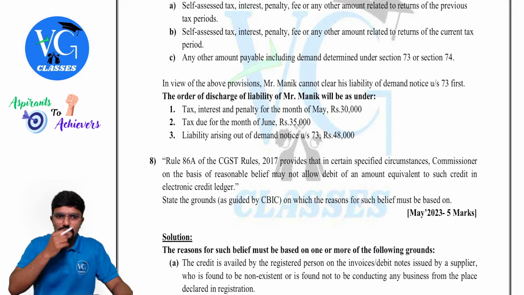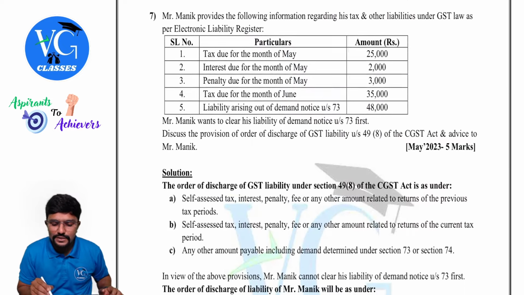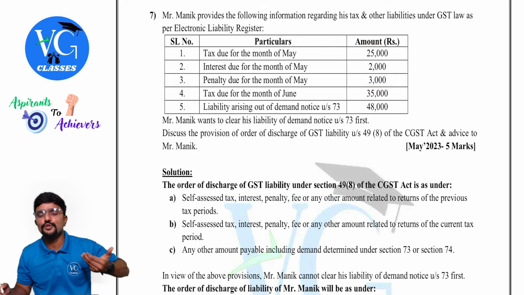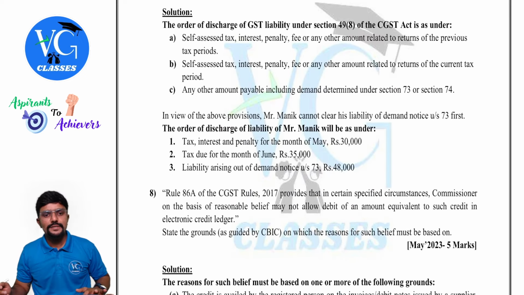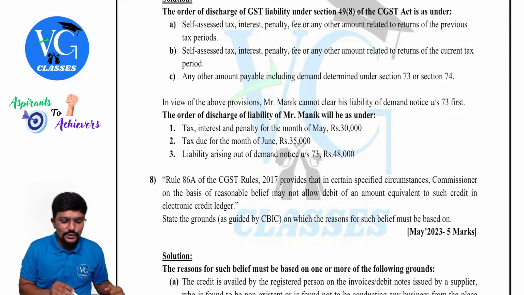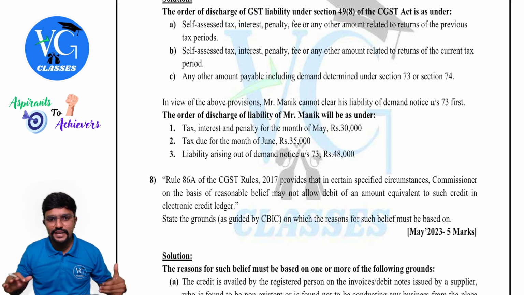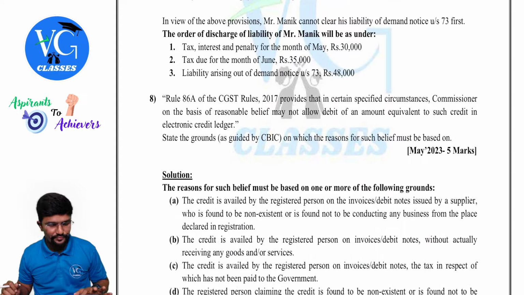So as per this, how should Mr. Manik pay? In view of the above provision, Mr. Manik cannot clear his liability of demand notice under section 73 first. The order of discharge of liability of Mr. Manik will be as under. Tax, interest and penalty for the month of May, he has to pay totally 30,000. That is all these 3 put together, guys. 25 plus 2 plus 3. Next, tax due for the month of June, 35,000. And the last one is liability arising out of demand notice under section 73, 48,000, guys.